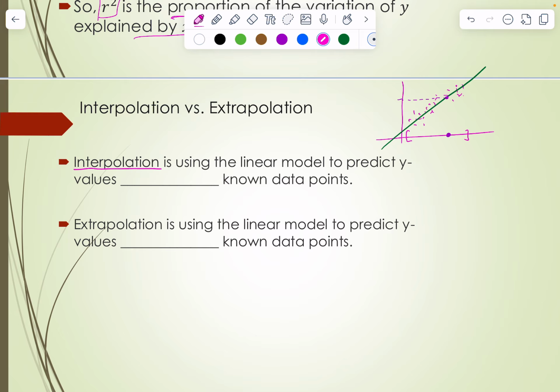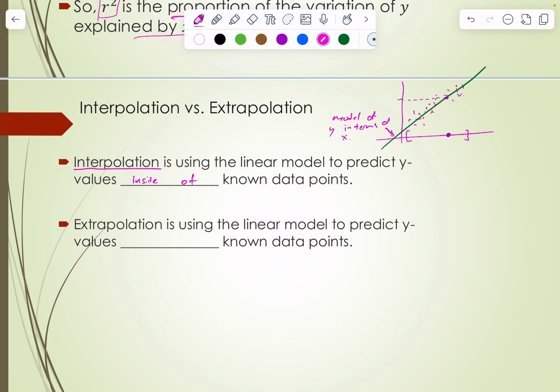A model to predict y values inside of known data points. On the other hand, extrapolation is using the linear model to predict values outside of known data points. So that would be using this linear approximation to approximate this blue point here.